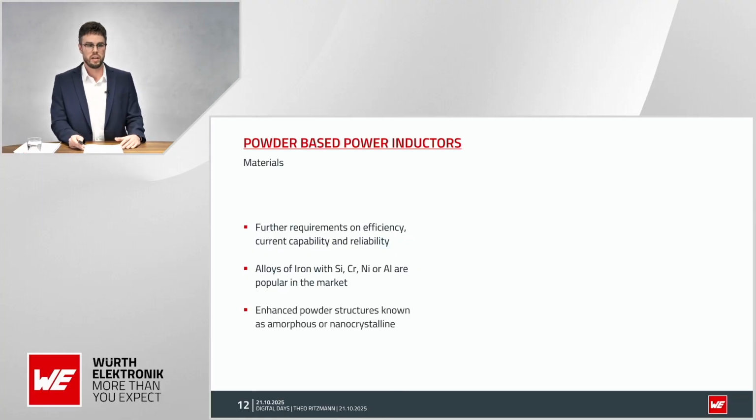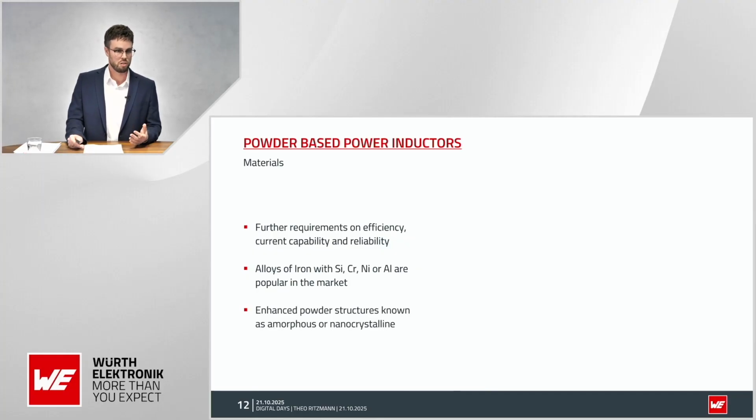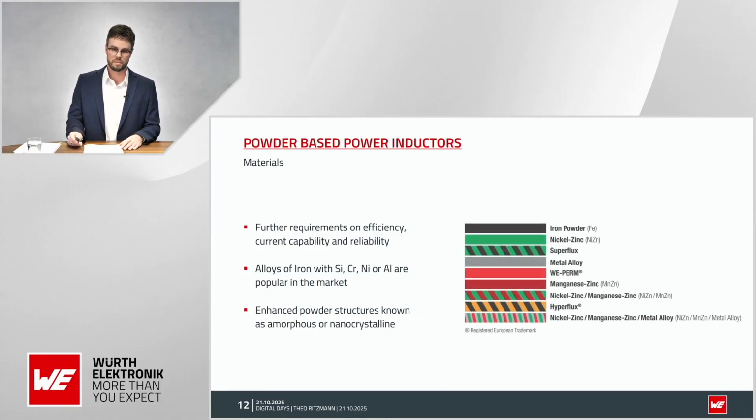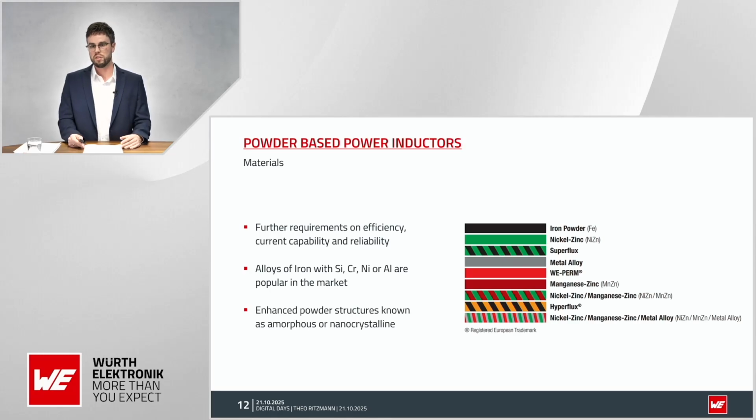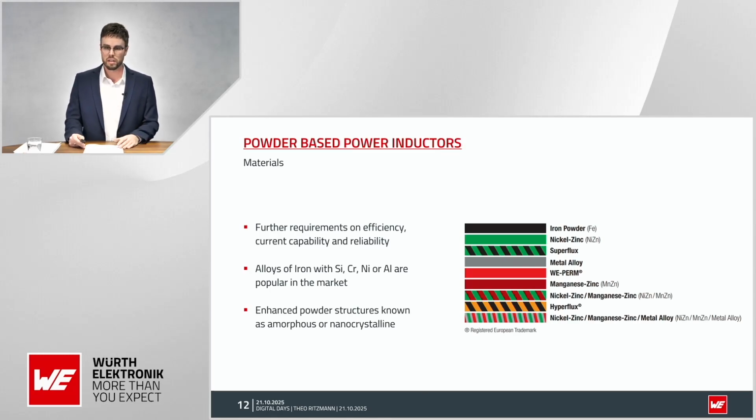And next to the alloys themselves, also the powder structures changed in recent years, so that amorphous and nanocrystalline structures are becoming more and more popular. Here on the right-hand side, you can see some typical materials from WE side. So next to the ferrites like nickel zinc and manganese zinc, we have here then the iron powder, but we have also some other powder materials named, which are mainly trademark names, like the Hyperflux or the WE-Perm.